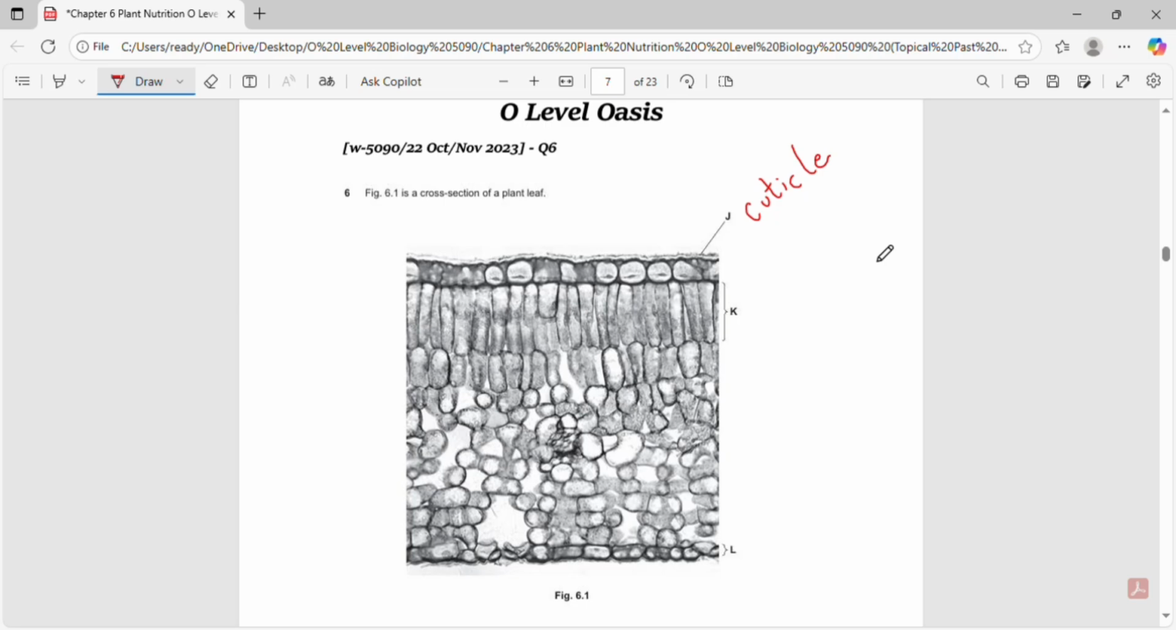Now moving on to the label marked as K. This one points to a layer of tall, tightly packed cells located just below the upper epidermis. These cells contain many chloroplasts. Based on this structure, we can identify it as the palisade mesophyll layer. The main function of this layer is to carry out photosynthesis, as the chloroplasts inside the cells absorb light energy efficiently.